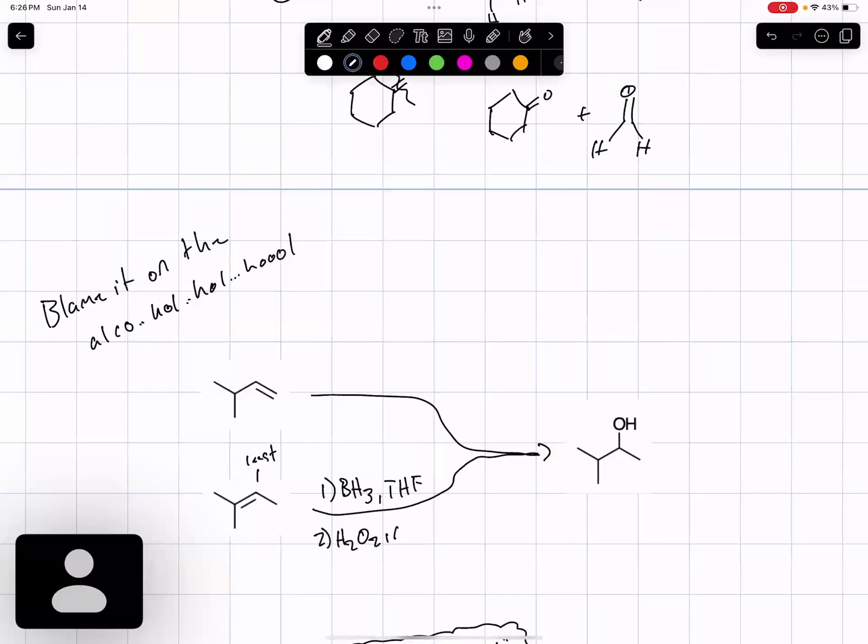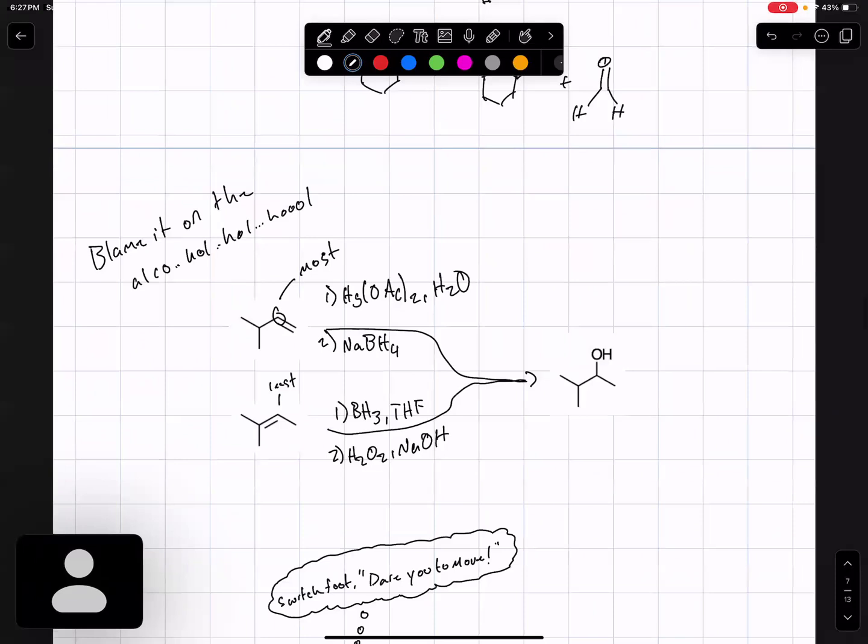What we just did in the previous question, right? Now here, this is the most substituted, correct? So by process of elimination, you know that this would be oxymercuration-demercuration. So something that looks like this, in water, followed by some kind of hydrogen source. Sodium borohydride, actually. Okay? So that's just a simple synthesis question. This is a one-step synthesis. Not too bad.